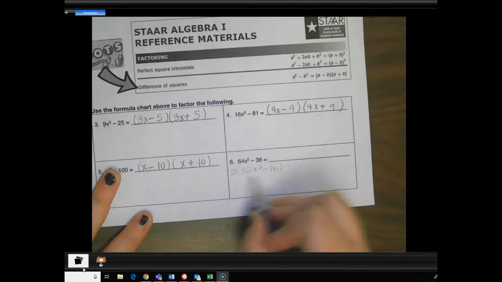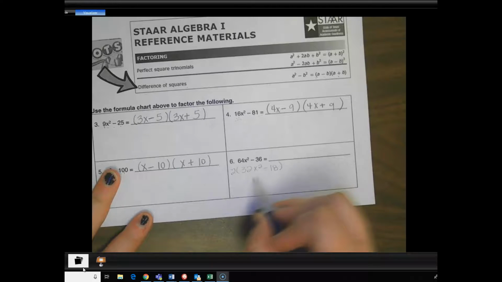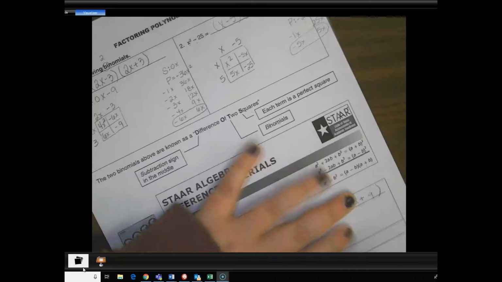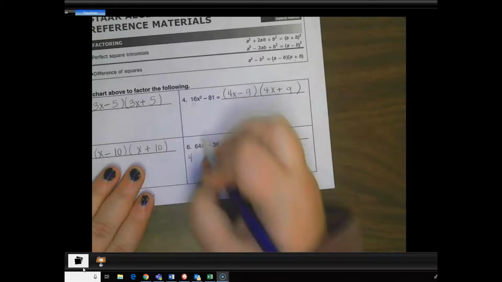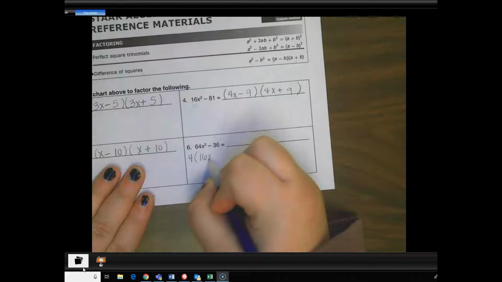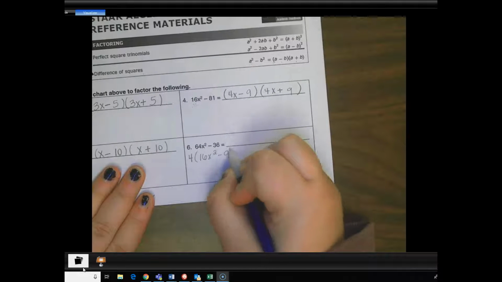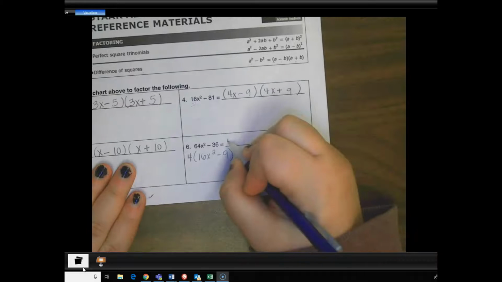But then I can see, wait, there's still a 2 I could have pulled out from this. So 2 wasn't my greatest common factor. My greatest common factor is 4. All right, so I'm going to have a 4 up front.